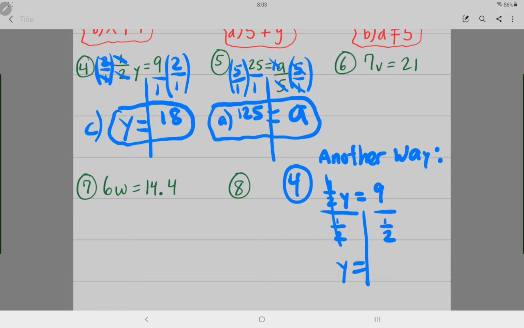But now here, when you're dividing a fraction, see it says 9 divided by 1/2. Remember, we have to use KCF, which stands for keep, change, and change.